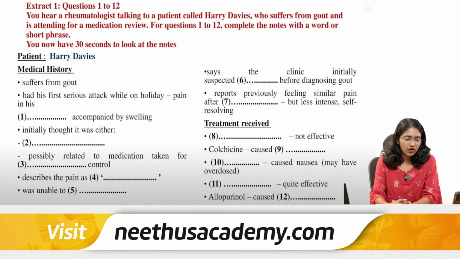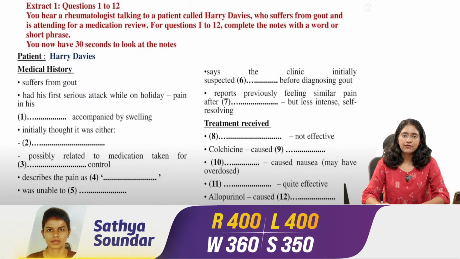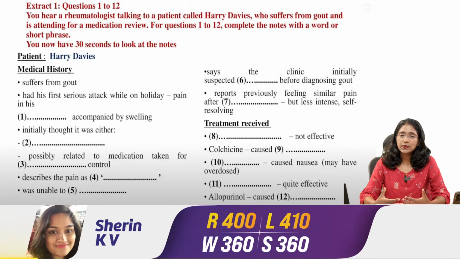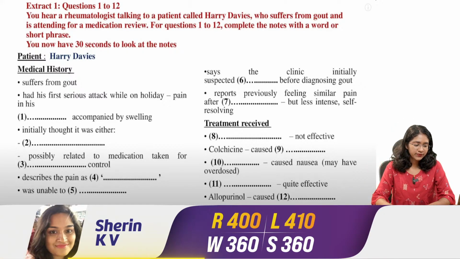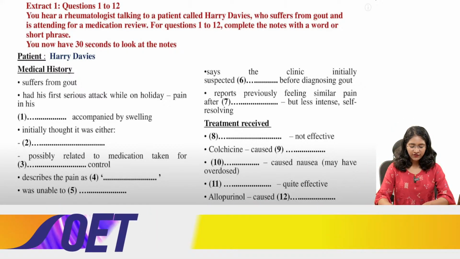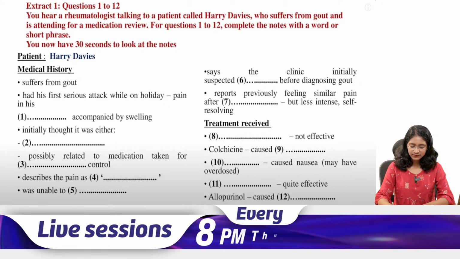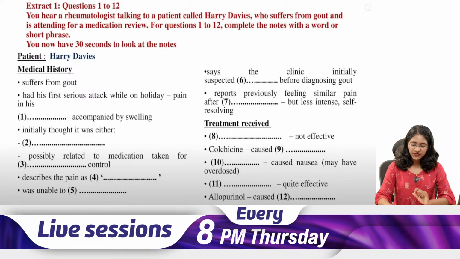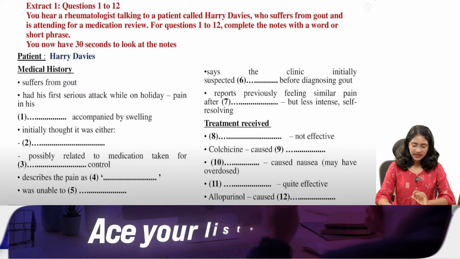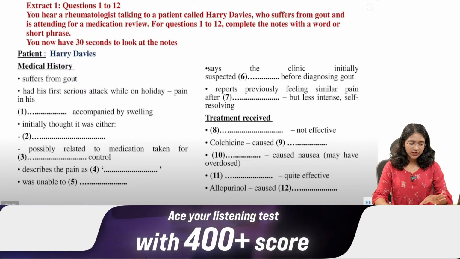Okay, so now I'll read the questions to you. You can write down the questions so that when we discuss, it would be easier for you to follow the questions and the answers. Okay, so write down. First question, write the heading: Patient, Harry Davis. Medical history, first bullet point: suffers from gout. It's there on the screen, just copy.